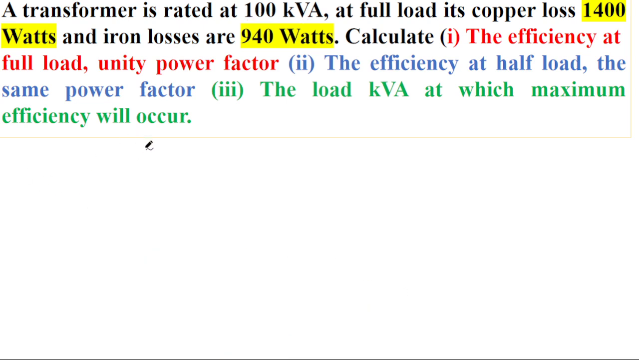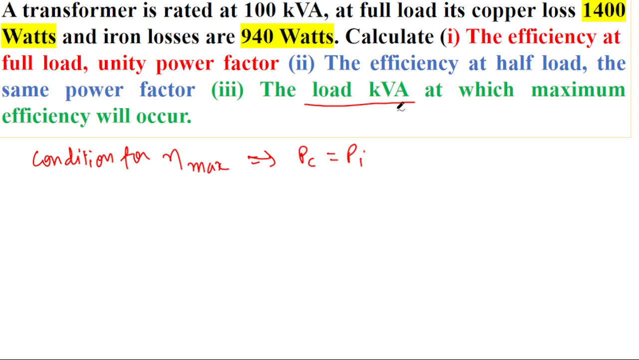The third part here is the load kVA at which the maximum efficiency will occur. So the condition for the maximum efficiency for the transformer, the condition for η max, is PC equals PI. That is the condition, right? So when the copper loss and iron loss are the same, the transformer efficiency will be maximum. So we have to find out the load kVA at which this occurs.